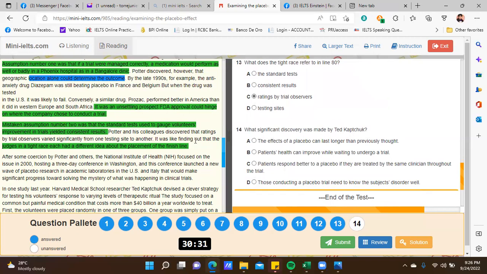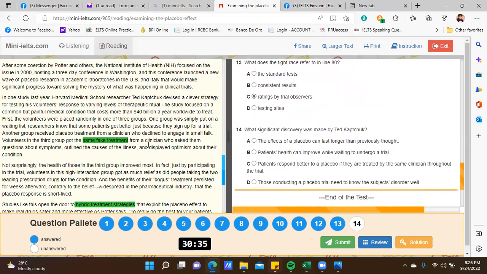What significant discoveries made by Ted Kaptchuk? Ayun nga, yung puro fake, no? Pero lahat gumaling. Yung isa nag-take ng fake treatment, pero gumaling din. Pero mas gumaling yung may TLC. TLC ang term na yan, guys. Care yung C eh, it's an acronym. Three letters, TLC. Which means tender loving care. Oh my God, kanina ko pa iniisip.